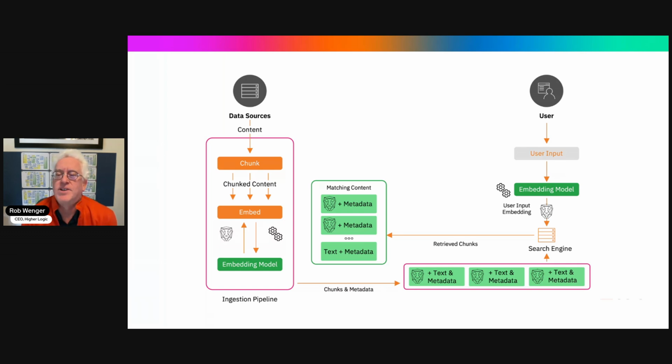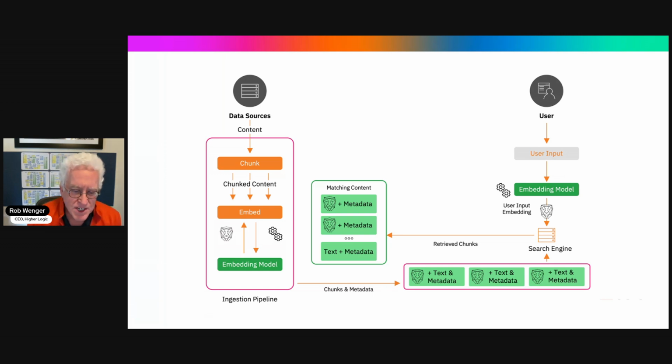You're actually asking a question in English or whatever language. It then takes that, the embedding model, same embedding model, converts that to vectors, and it runs that against the vector-based search. So Elasticsearch has vector-based storage and vector-based search. So it does that search. It comes out with the chunks that answer the question.